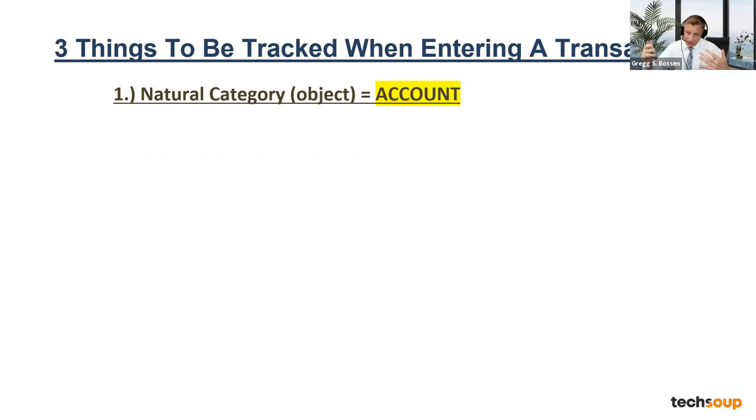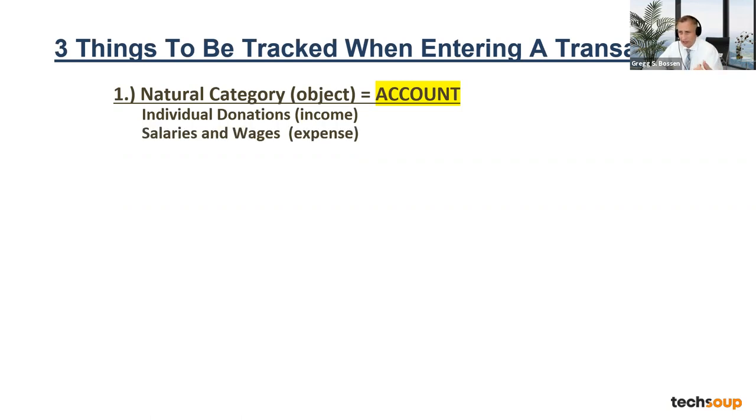Now, when I say the natural category, some people call it the object of the account or the object of the transaction. So maybe it's an income transaction. So you would point it to an income account, like individual donations. If it's an expense transaction, salaries and wages, rent, postage. This is the normal way of thinking of expenses. That's why I call it the natural category. That's what your chart of accounts list needs to be set up as, the natural category of expenses.